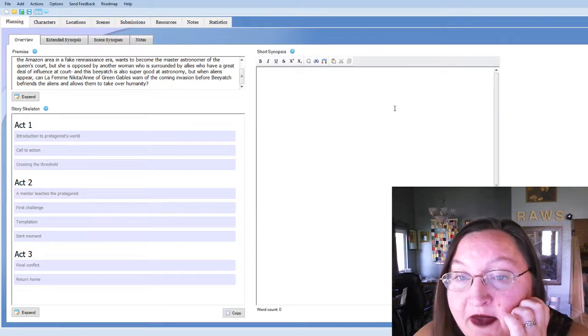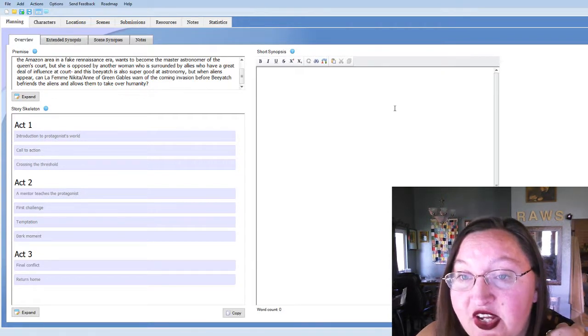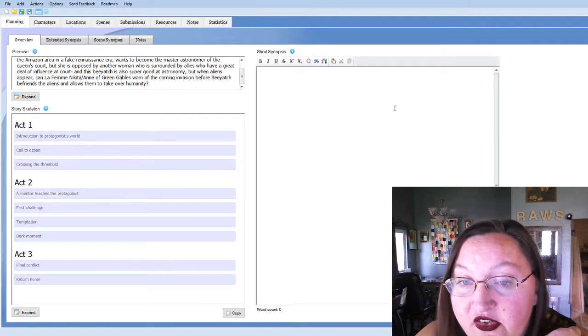Now we've got a basic premise, which means we've got the beginnings of a story. It's time to give it a few more bones and see how it starts to take shape. We will use the hero's journey. So Act 1: introduction to the hero's world, call to action, crossing the threshold. Okay, so we're going to do that in Act 1.